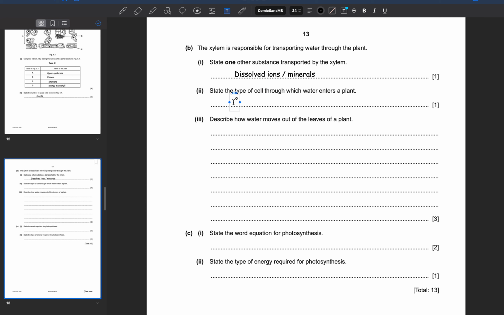Okay. Next one, state the type of cell through which water enters a plant. He wants the type of cell that the water enters the plant through. Water enters the plant from the soil through the roots. So he wants the type of cell responsible for absorption of water from the soil, which is the root hair cell. Root hair cells.